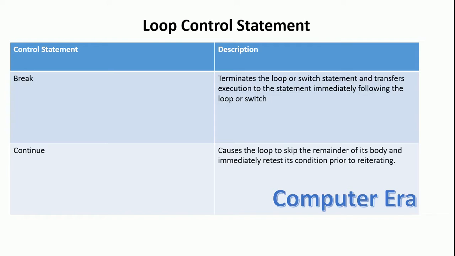Break says that it terminates the loop or a switch statement and transfers the execution to the statement immediately following the loop or a switch. Yes, it will terminate the loop at that moment, wherever you have written the break. And continue causes a skip. So I'll show you the flow diagram of both, and I'll show the programming implementation of both, then you will be very much clear with the things.